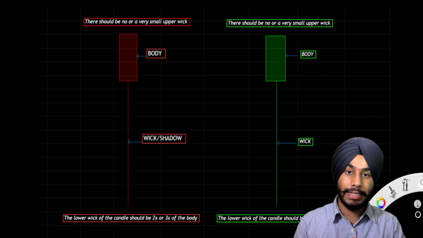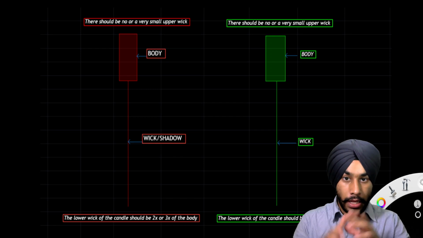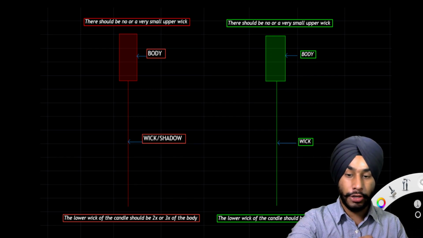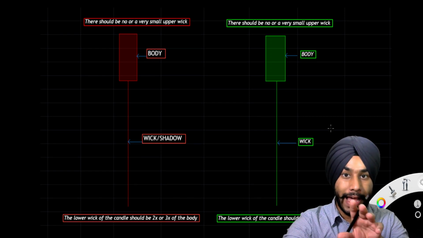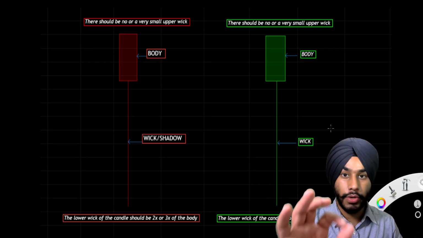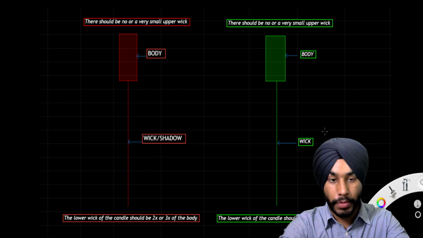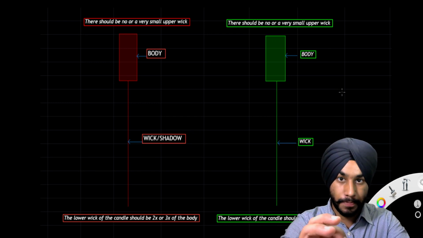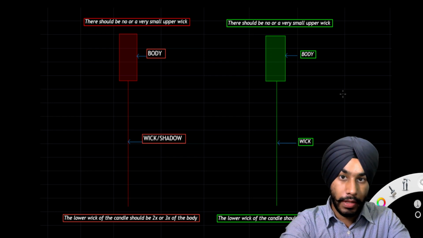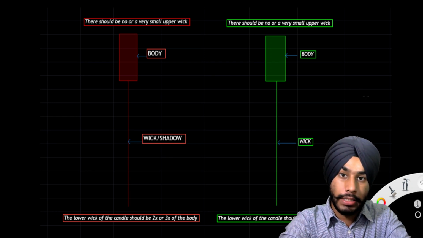So the first candlestick that we are going to learn about is called the hammer and hanging man. The candlesticks that you are seeing on the screen are both hammer and hanging man. There's only the color difference. So first we're going to learn about the hammer candlestick. A hammer candlestick signifies that there's going to be an upward reversal in the future.